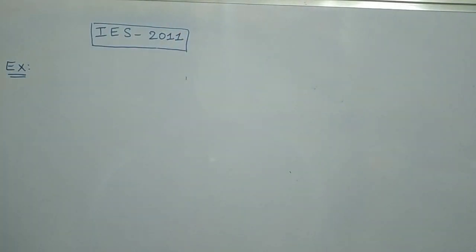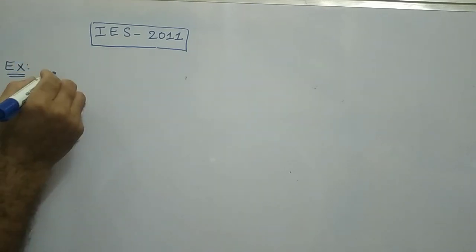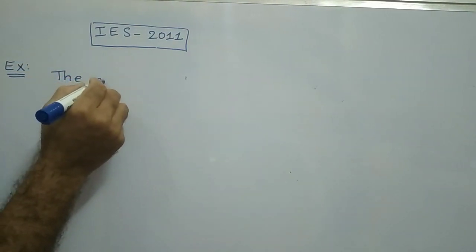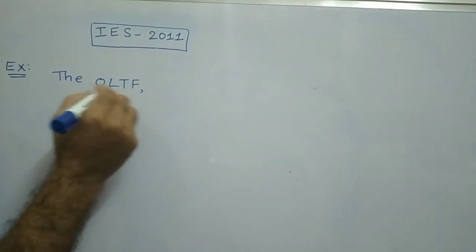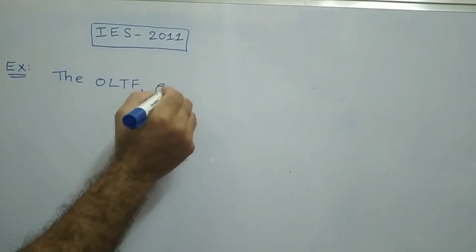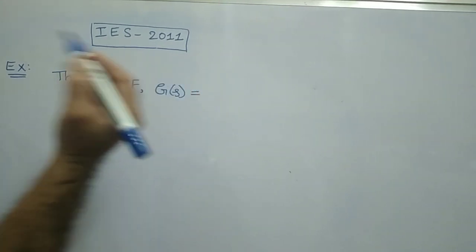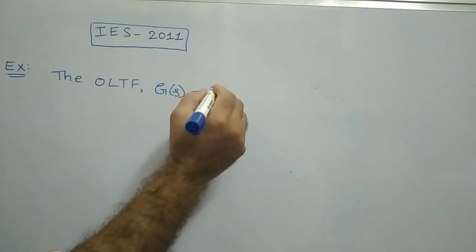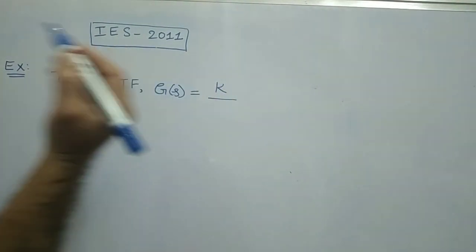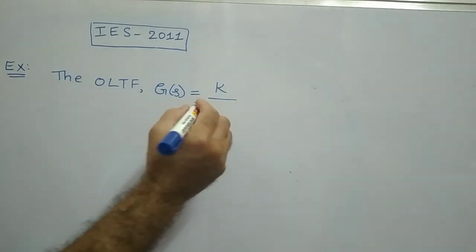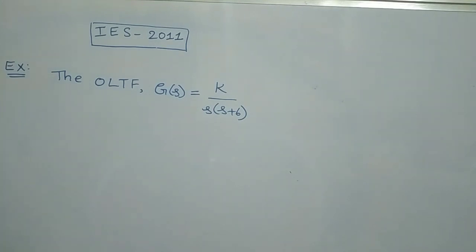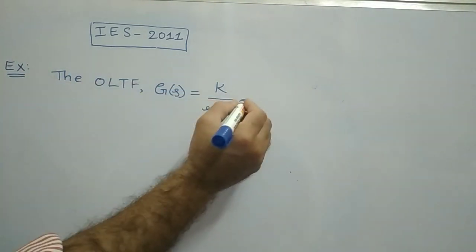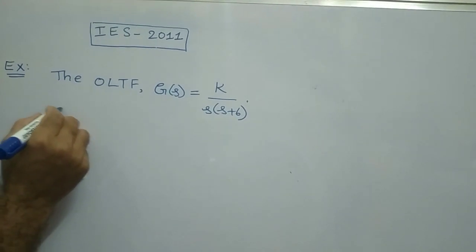It was asked in 2011. What is the problem? The open loop transfer function, the OLTF, of a unity feedback control system is given as G of s equals k by s into s plus 6. Now we are asked to find the value of k.